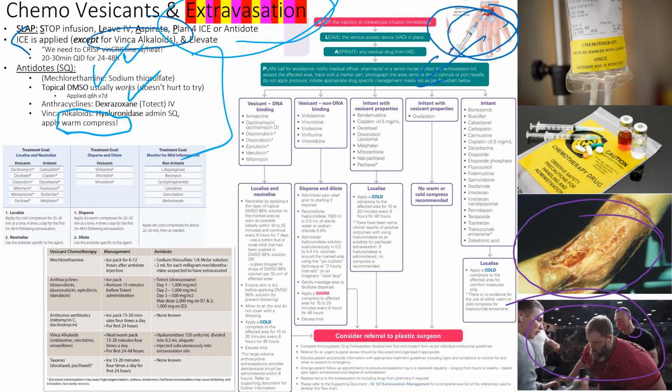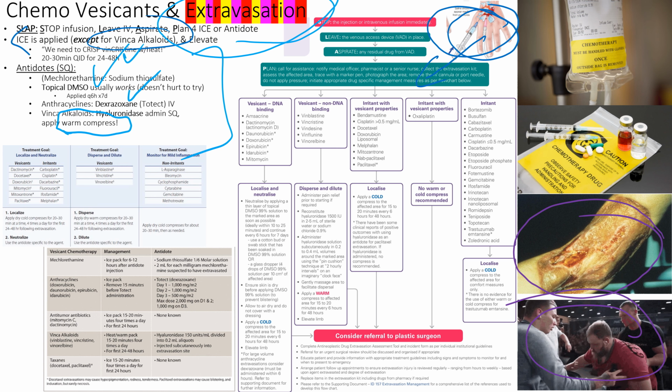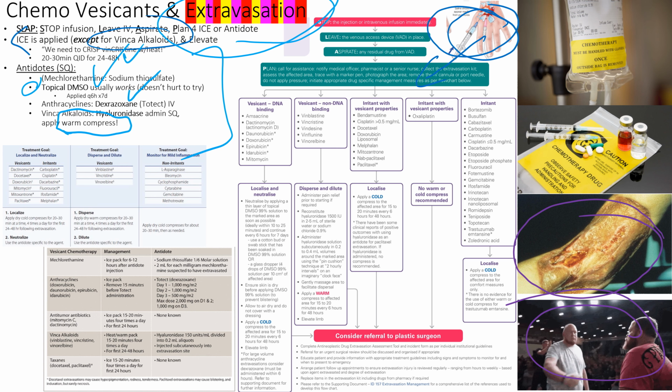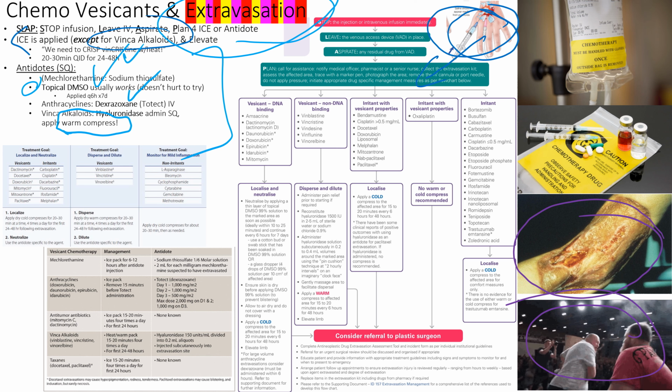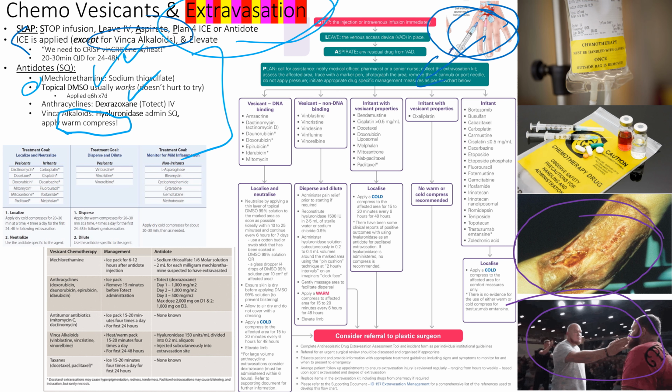The topical DMSO works for everything basically. If someone has an extravasation with chemo, we apply this DMSO pretty much all the time, and that one is for about 7 days. All right, so this should make sense. We kind of summarized it there.